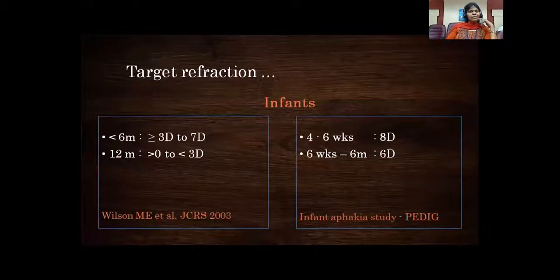For infants, we have two major good studies, the Infant Aphakia Study and the Wilson et al. study, where for less than 6 months, they prefer 3 to 7 diopters of hyperopia as the target refraction, and for 12 months, 0 to 3 diopters of hypermetropia. For IATS, at 4 to 6 weeks they aim for 8 diopters, and at 6 weeks to 6 months they aim for 6 diopters. Again, it is still controversial, but this is a guideline which we try to follow.